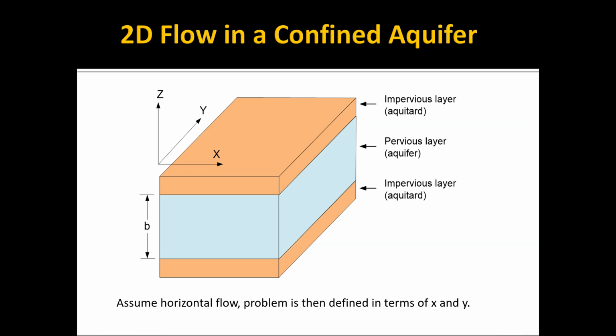With a confined aquifer, we have some sort of impervious layer or aquitard above and below the aquifer in question. That doesn't necessarily mean it's completely impervious, but if it is 3 orders of magnitude different or more, then we can consider that to be an aquitard relative to our aquifer. And so the thickness of this in the z direction is b, and we're going to simulate flow in the horizontal or xy directions. So therefore our problem is going to be defined in terms of x and y.